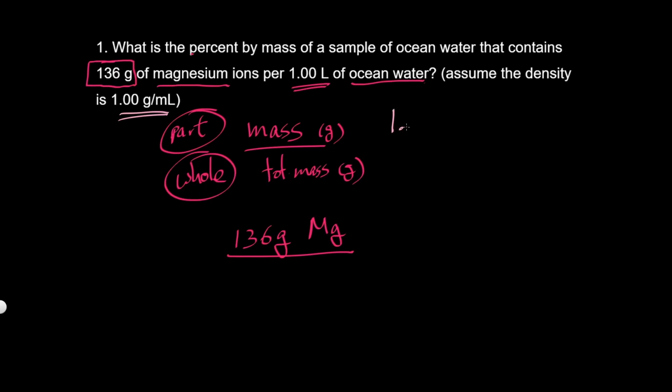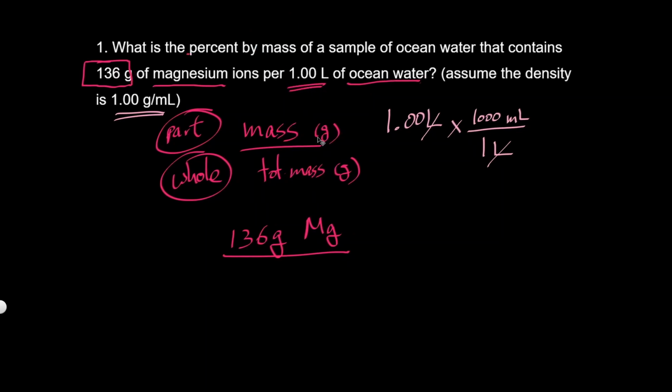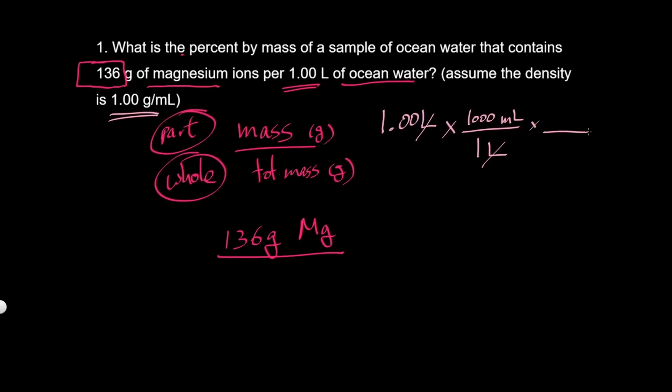We could have 1.00 liter to start with. This is ocean water. But you see the unit here is milliliters, mL. So we don't need L, so we want to put L on the bottom. We know that there is 1000 mL in 1 L, so liters cancel. Now we don't want mL, so we put mL on the bottom. So every 1 mL, we know from the density there is 1.00 grams of ocean water. So mL cancels out.